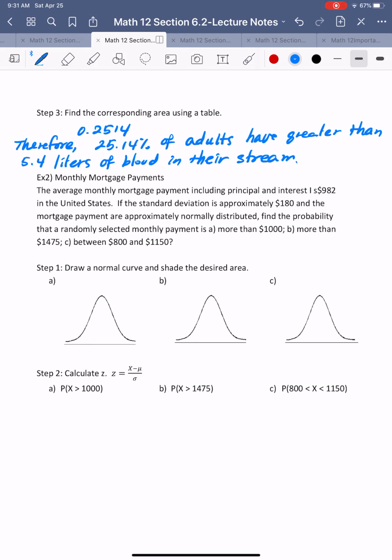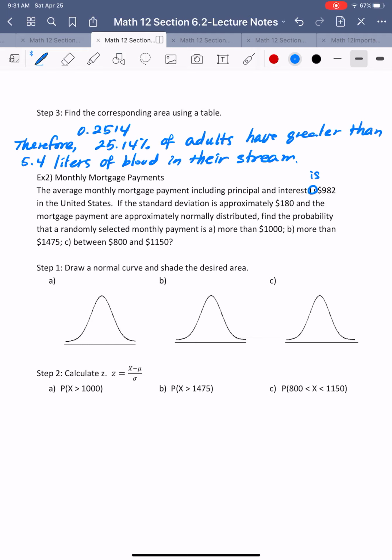Average monthly mortgage payment, including the principal and interest, should be okay. So there's a typo error here. It should be $982 in the United States. If the standard deviation is approximately 180, the payments are approximately normally distributed.